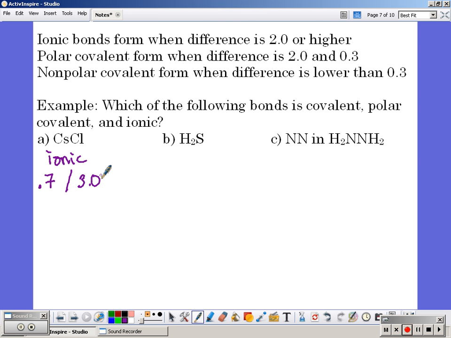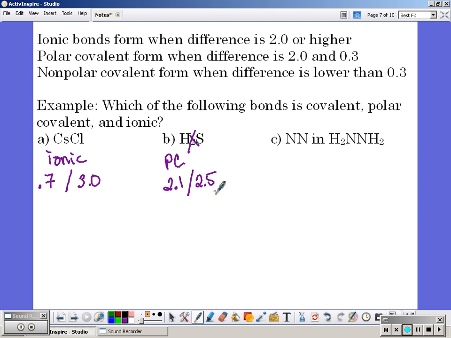H2S. Now we're just talking about the bond, so the fact that there's two hydrogens doesn't matter. We're just looking from hydrogen to sulfur, what would happen. Well, those values are a little bit closer together. They're both nonmetals, so it would be polar covalent. In fact, the actual values are 2.1 compared to 2.5. So that would give us a difference of 0.4.